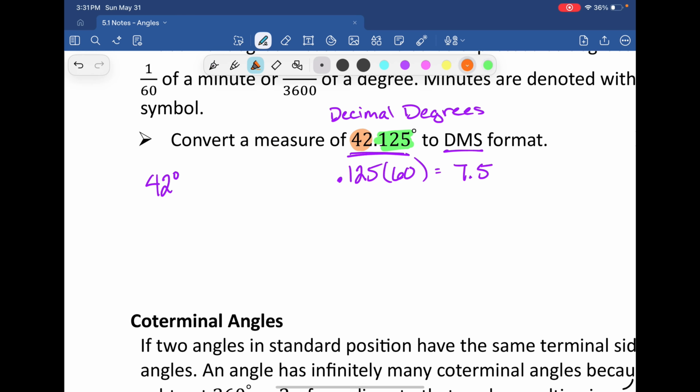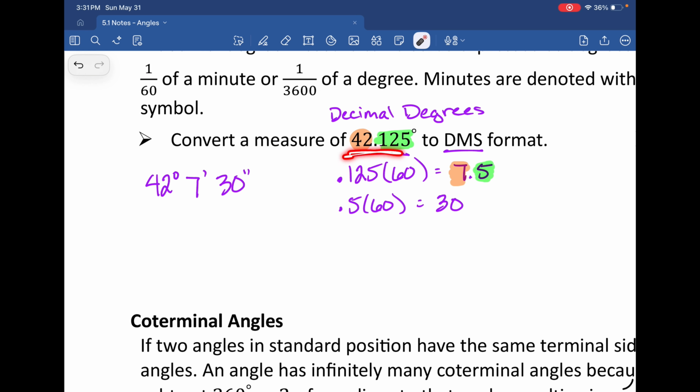Okay, we're going to take that whole number again. This time it's the 7, and that is our minutes. We're going to take the decimal that's left one more time and multiply by 60 one more time. That's going to get our seconds. So 0.5 times 60, that's half of 60, which is 30. So 42.125 degrees in degrees, minutes, seconds is 42 degrees, 7 minutes, 30 seconds.